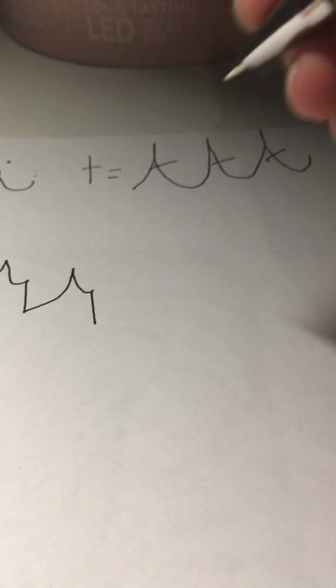Here we go. Now we're going to do the letter L. I'm just going to do a lowercase one. Just going to curve it down, curve it down, curve it down. Let's do an uppercase L. That's an uppercase L, right there. So you just go up, just curve it down, and up.